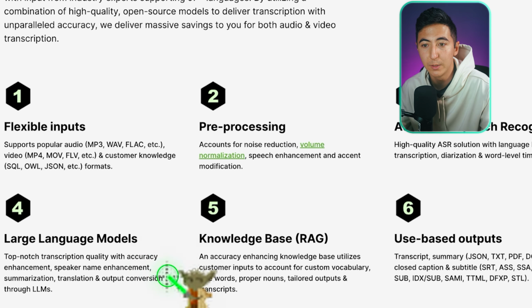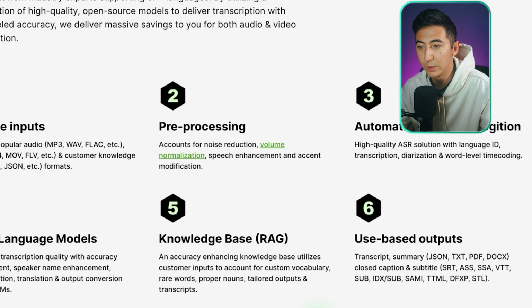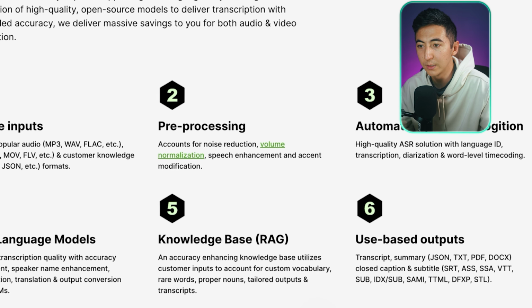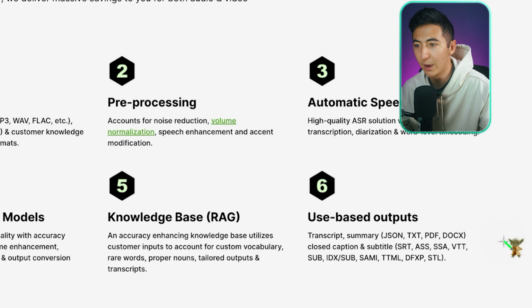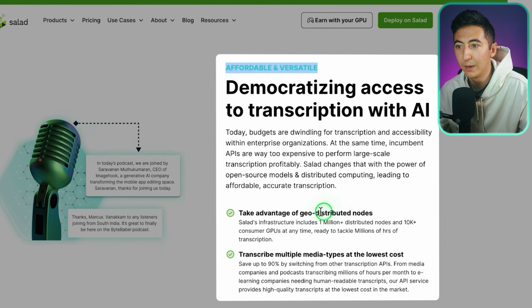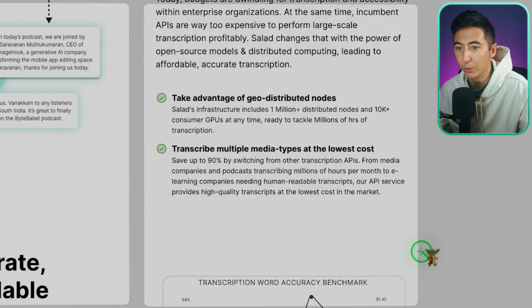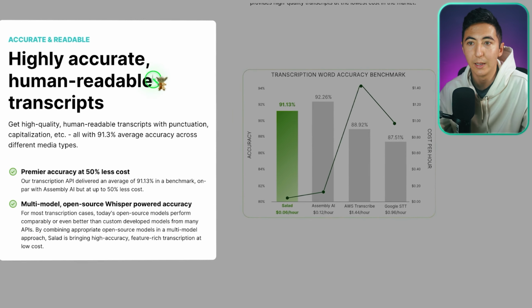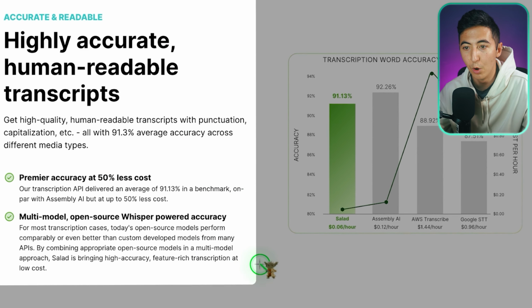They use large language models to verify accuracy. They use a knowledge base or RAG, so an accuracy-enhancing knowledge base utilizes customer inputs to account for custom vocabulary, rare words, proper nouns, tailored outputs, and transcripts. Then you also get outputs like JSON files, text, and PDF docs, so that way you can export those transcriptions as well. Like they've already mentioned, it's affordable and versatile, so you can take advantage of geo-distributed nodes and transcribe multiple media types at a lower cost. They also say that they're accurate and readable, with highly accurate human-readable transcripts, premier accuracy at 50% less cost, and multi-model open-source Whisper-powered accuracy. And then they show you some cost comparisons.